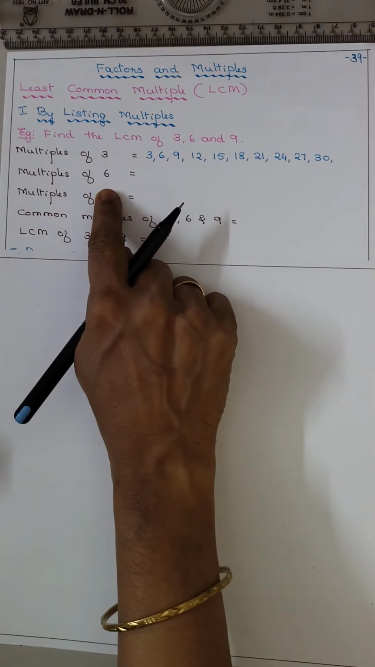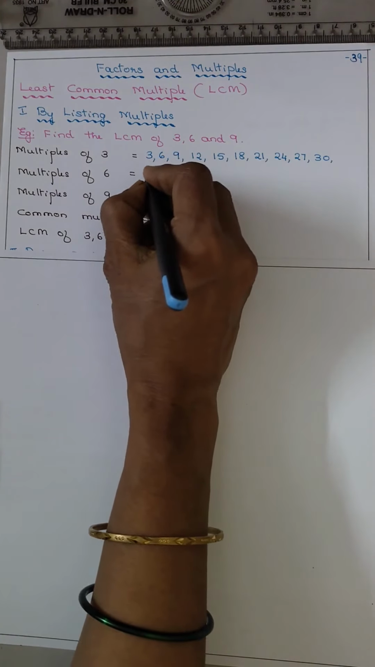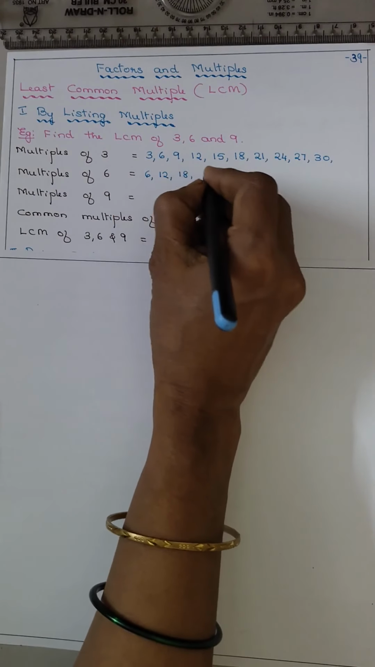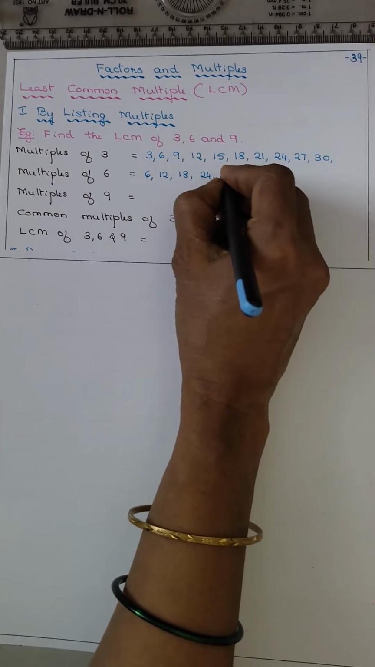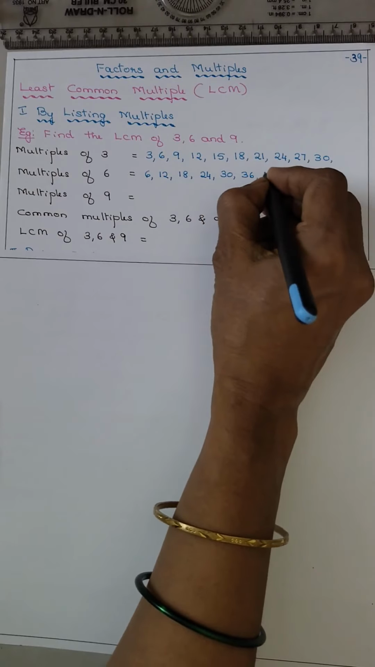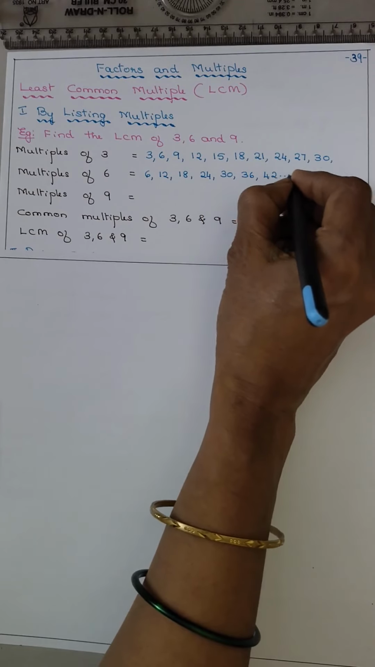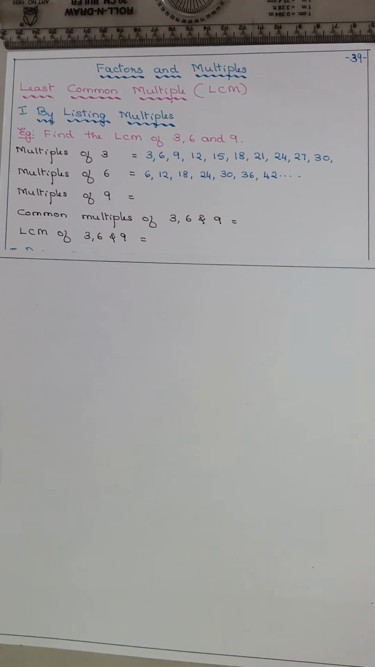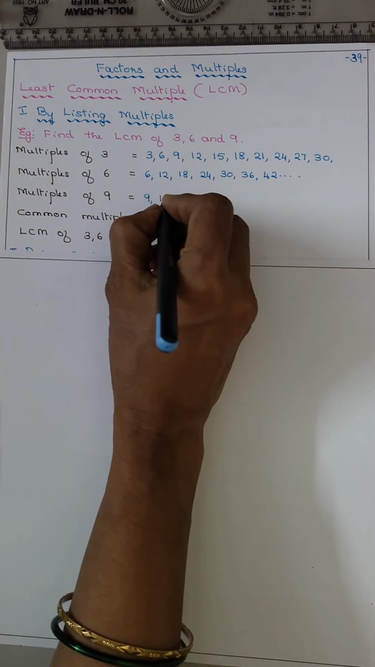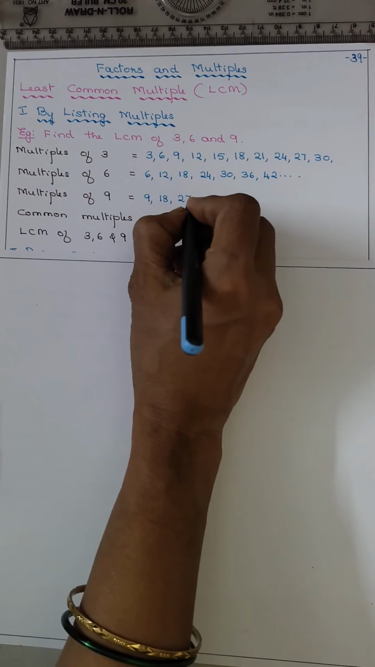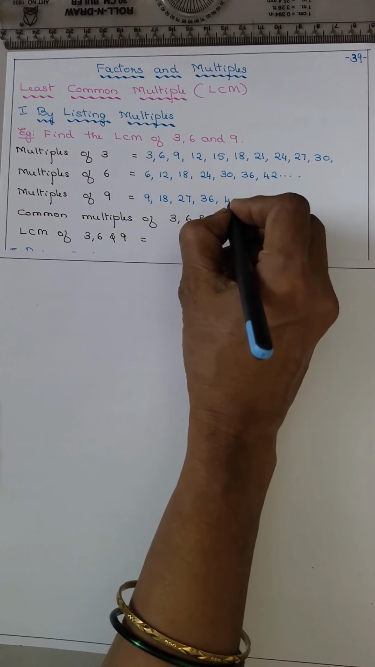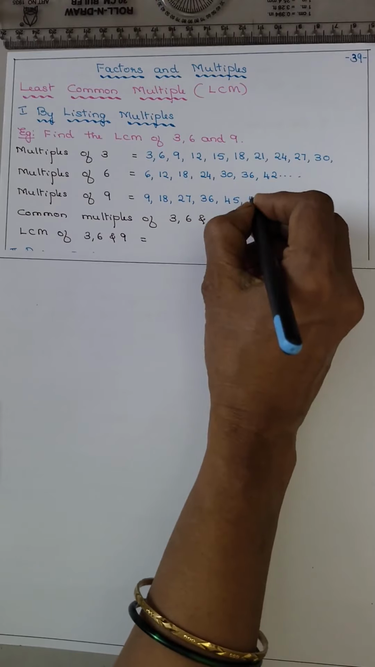Now the multiples of 6. 6 1s are 6, 6 2s are 12, 6 3s are 18, 6 4s are 24, 6 5s are 30, 6 6s are 36, 6 7s are 42. It will continue. Now multiples of 9. 9 1s are 9, 9 2s are 18, 9 3s are 27, 9 4s are 36, 9 5s are 45, 9 6s are 54.